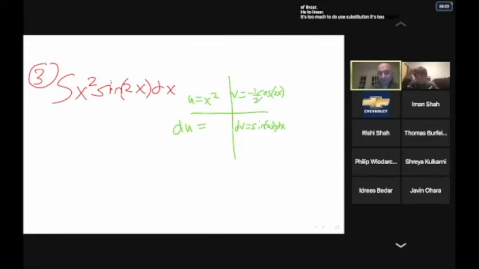It's too babyish, if you will. If you want to prove it right now, just once and for all, let u equal 2x as u in u substitution, and prove to yourself that it becomes this.